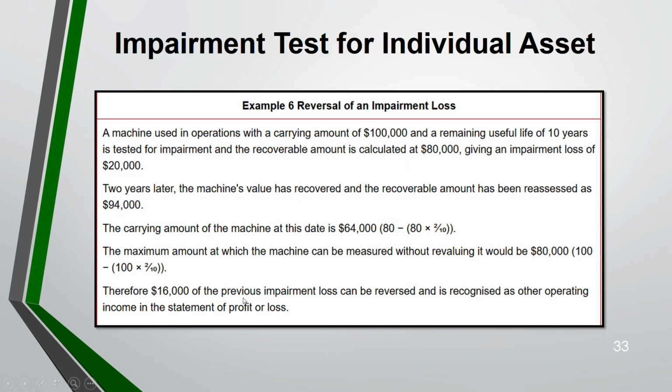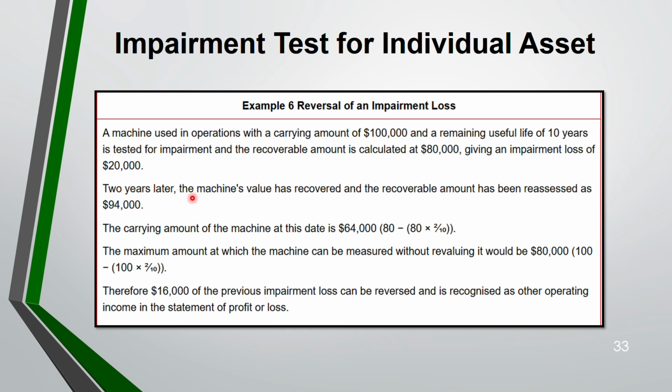Example 6. Reversal of an impairment loss. The machine has a carrying amount of 100,000, and the useful life is 10 years. They have tested it for impairment and the recoverable amount is 80,000, so the impairment loss is 20,000. 2 years later, they have calculated the recoverable amount as 94,000. So now you have to compare your carrying amount with this recoverable amount.